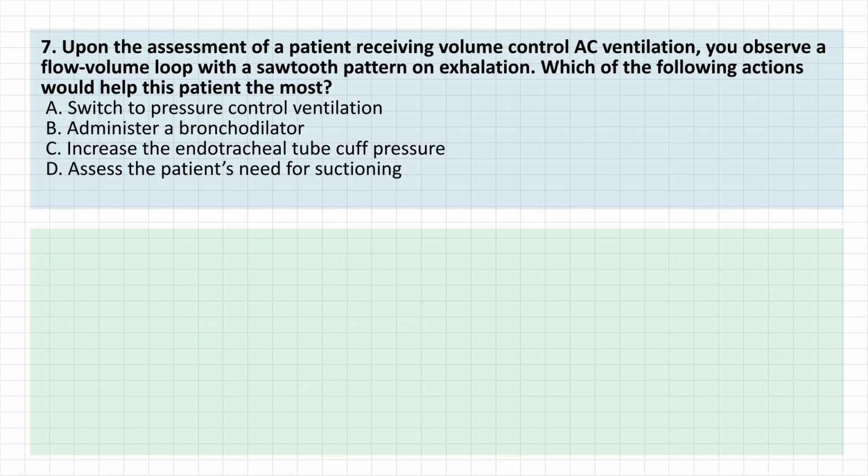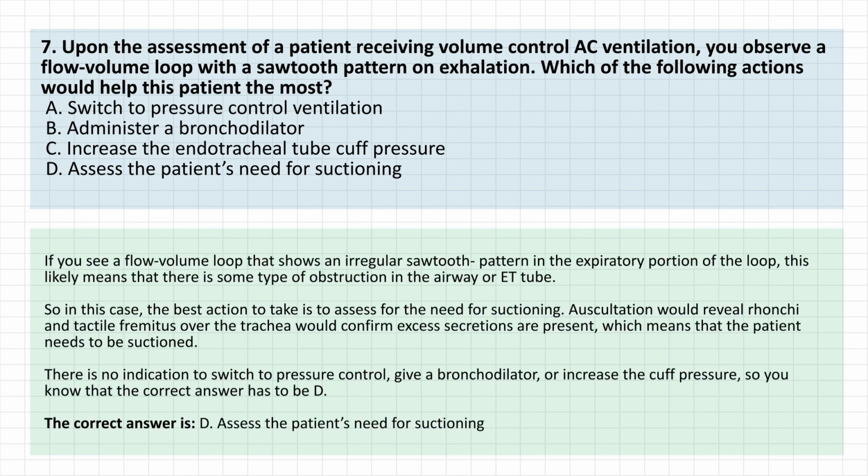7. Upon the assessment of a patient receiving volume control assist control ventilation, you observe a flow volume loop with a sawtooth pattern on exhalation. Which of the following actions would help this patient the most? A. Switch to pressure control ventilation. B. Administer a bronchodilator. C. Increase the endotracheal tube cuff pressure. D. Assess the patient's need for suctioning. The correct answer is D. Assess the patient's need for suctioning.